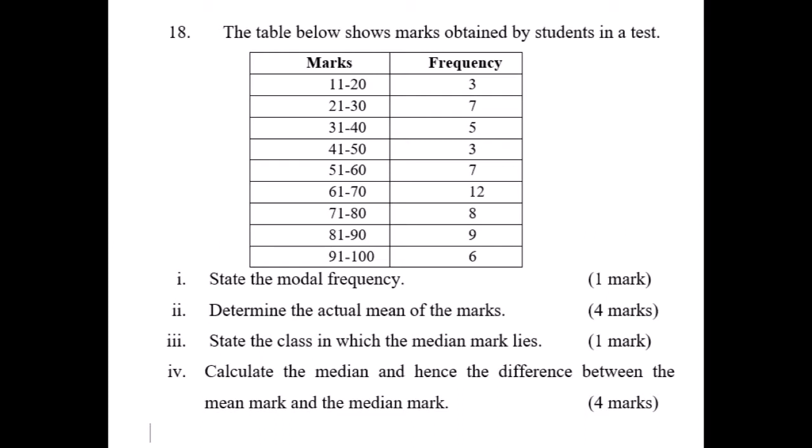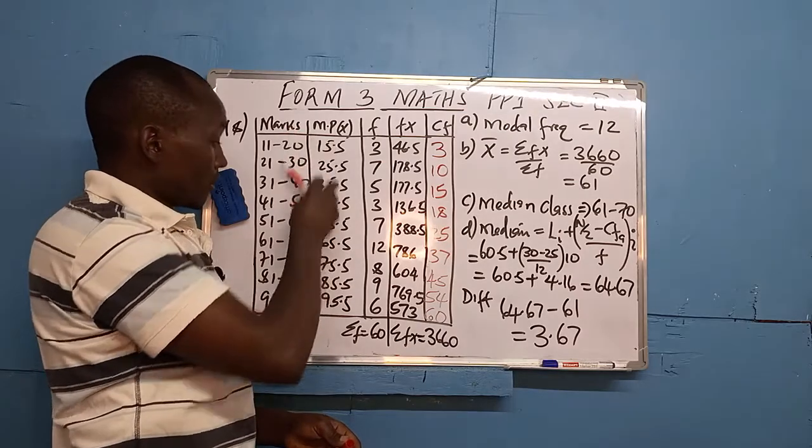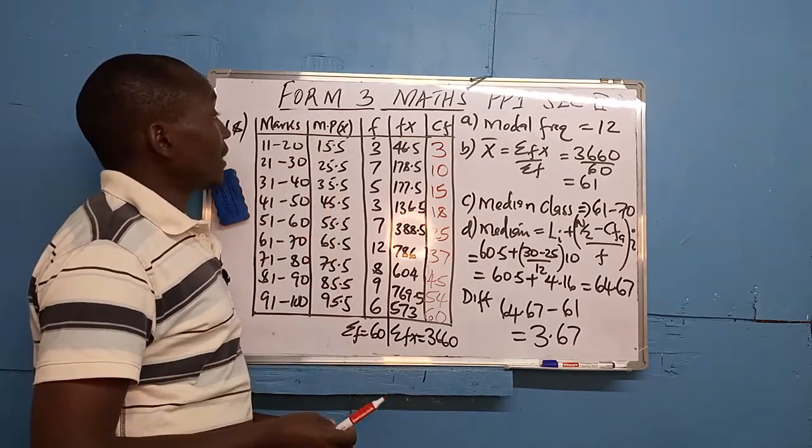Then you determine the actual mean mark for the data given. Then you state the class in which the median mark will lie. Then finally, part 4, you calculate the median mark and hence find the difference between the mean mark and the median mark.